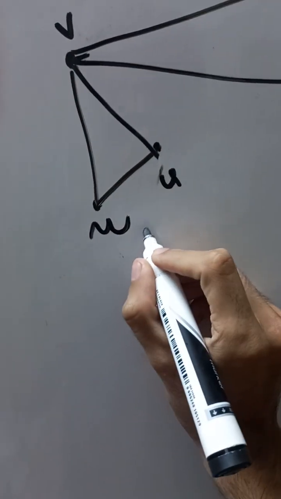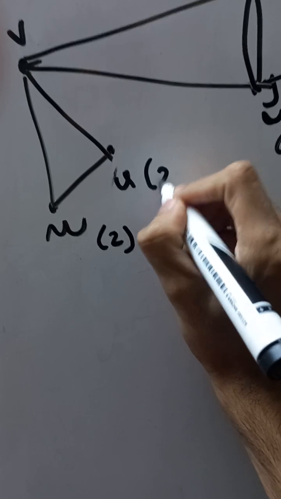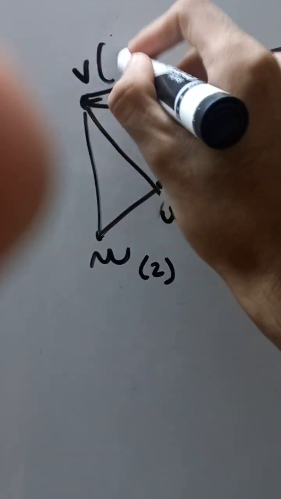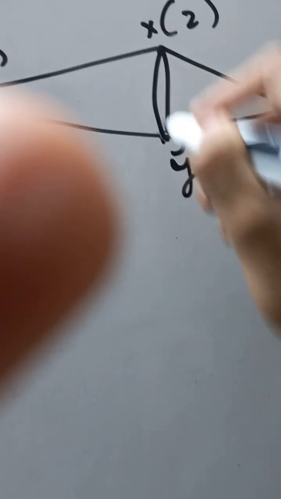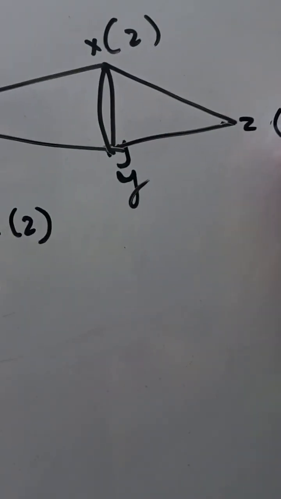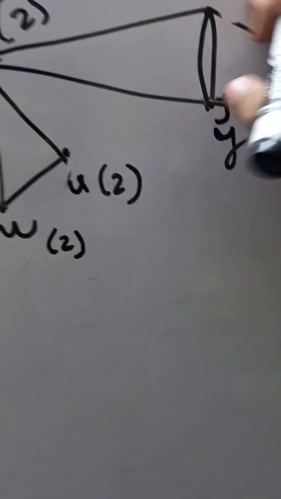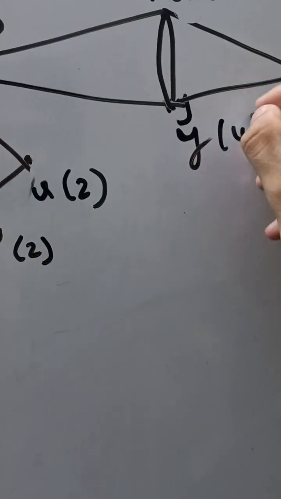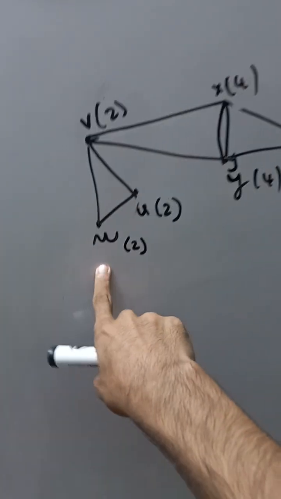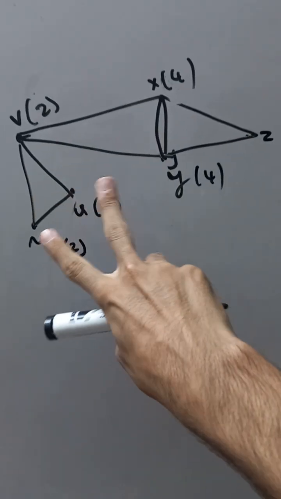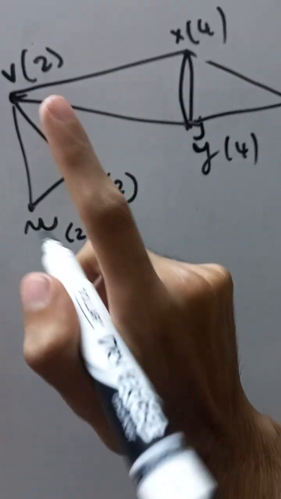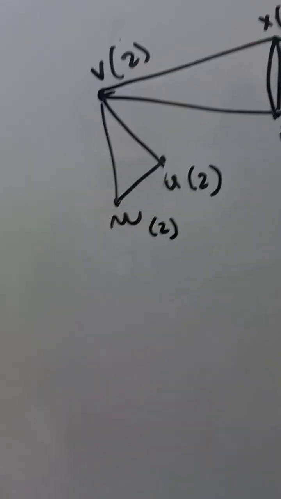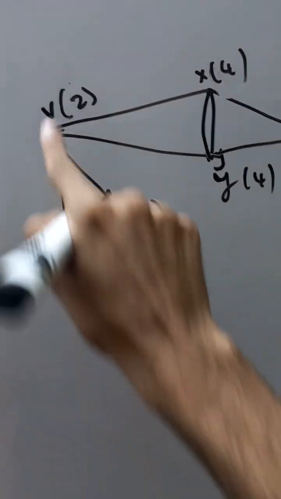The degree of W is 2, U is 2, V is 2, and Z is also 2. X would be 1, 2, 3, 4, so X is 4, and Y is also 4. So we don't have any odd vertices. We would need exactly two odd vertices for a path, and we don't have that in this case. So we can take any vertex of our choice and use that as a starting point.